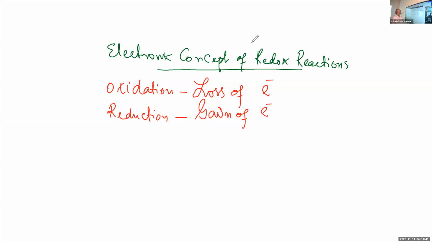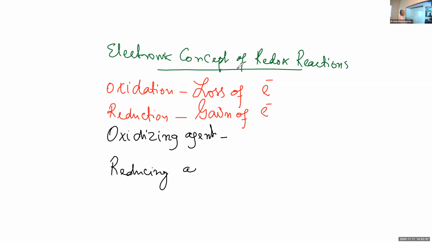And we have two more terms. That is oxidizing agent and reducing agent. So what is an oxidizing agent? What is a reducing agent? Okay. So oxidizing agent is the substance that accepts electron. So we can define oxidizing agent as electron acceptor. Electron acceptor is the oxidizing agent.